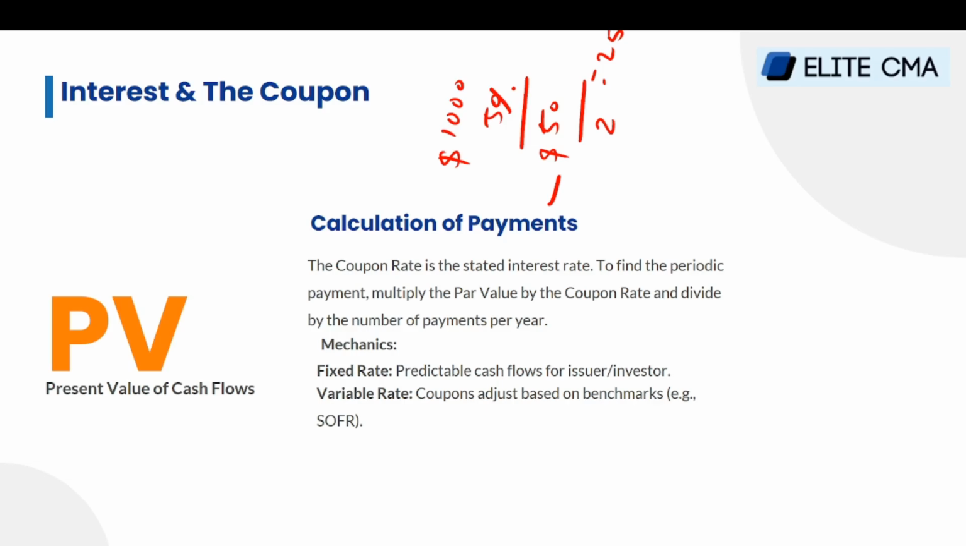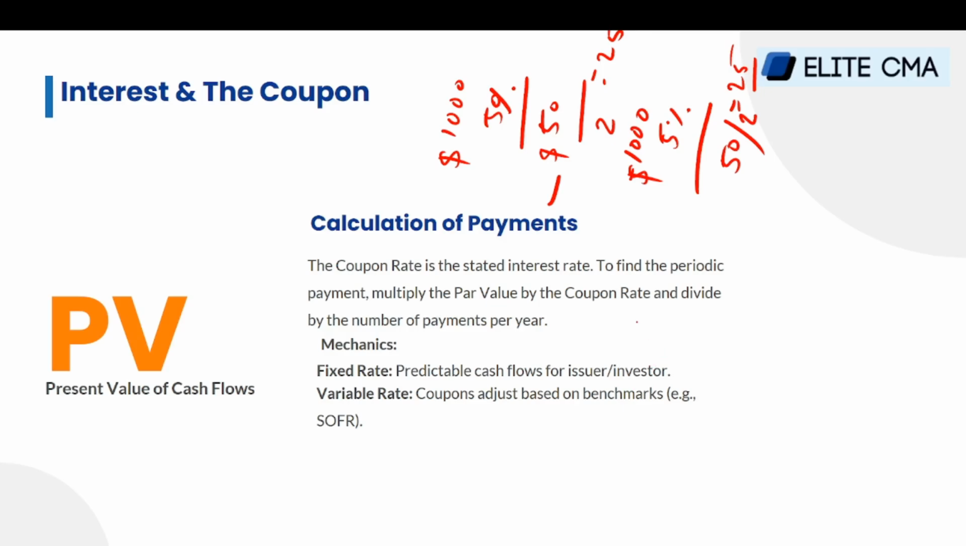So to calculate the payment of interest, first thing the coupon rate has to be multiplied with the face value. Suppose the face value is $1,000 and your coupon rate is 5%, just assume. Then your annual payment is $50. Then if you are paying 2 times per year, divide by 2, that is 25. So this 25 is your one-time interest payment.